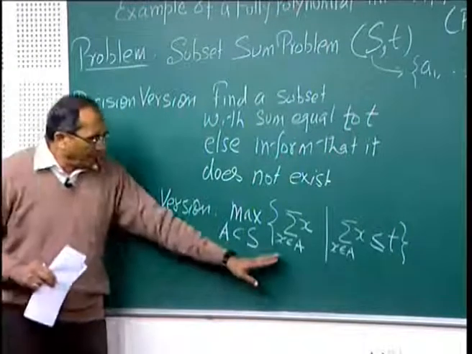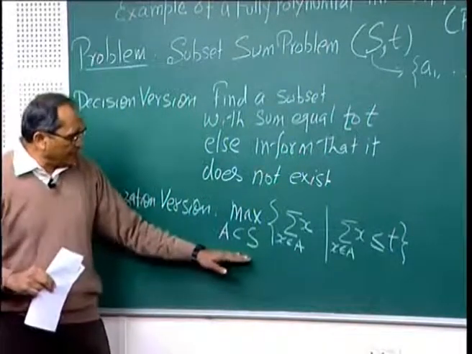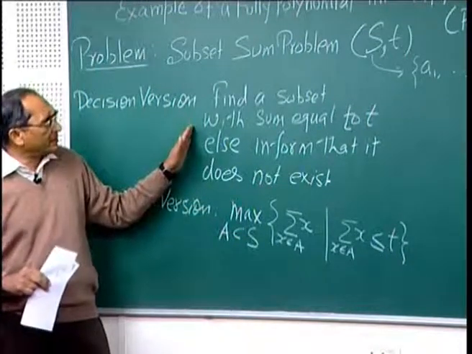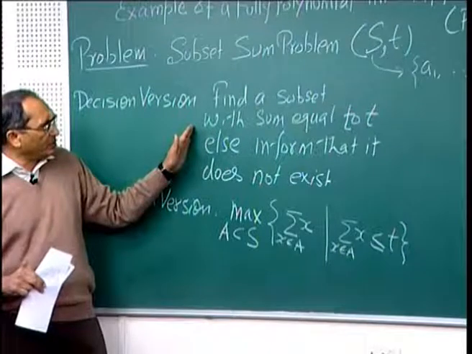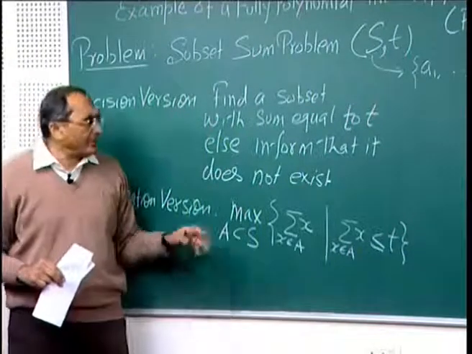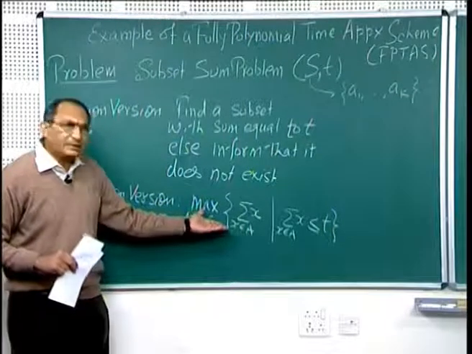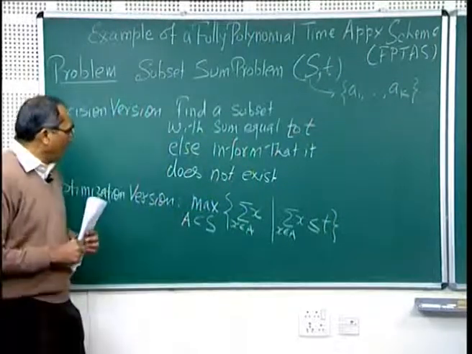Clearly, if you find that the answer is equal to t, then the corresponding decision version is solved, because you know that here is a subset that adds up to t. Otherwise, this value will always be strictly less than t.